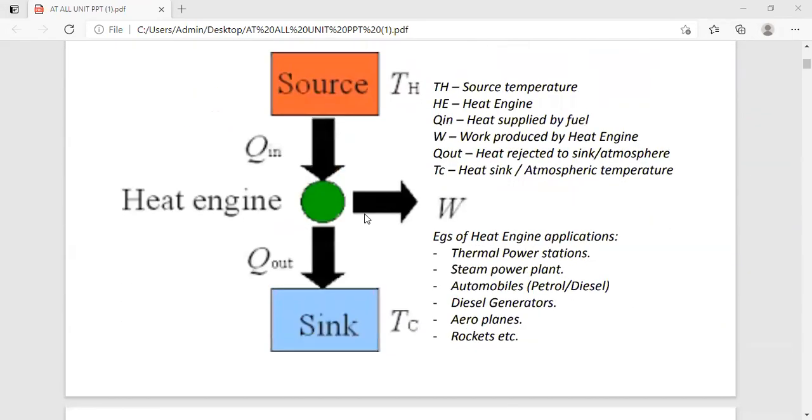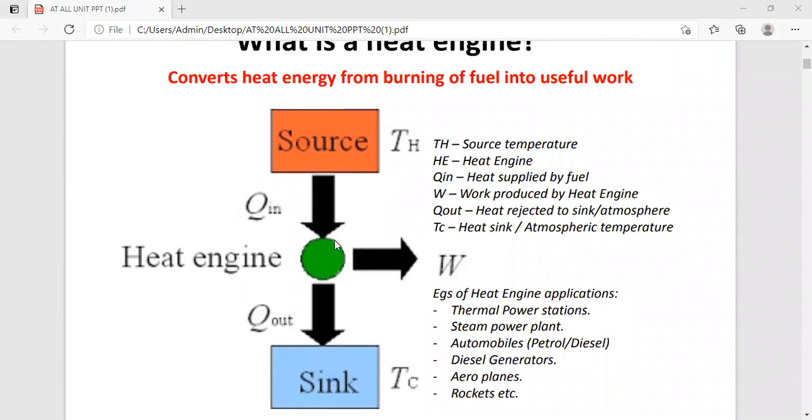Next we saw the heat engine. What is a heat engine? Suppose we consider an IC engine: the air-fuel mixture burns and provides the Q in, some part of the heat is converted into work, and the remainder is released into the atmosphere. So this is the heat engine. Defining it, a heat engine is a device which transforms the chemical energy of the fuel into thermal energy and uses this energy to produce mechanical work.